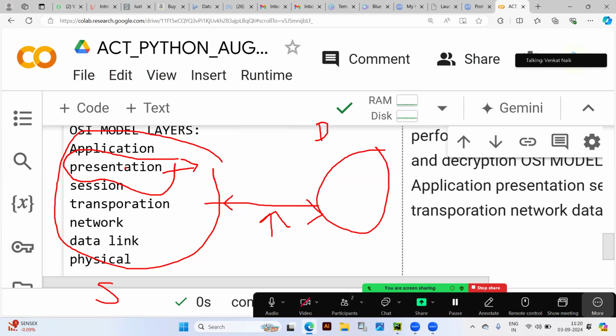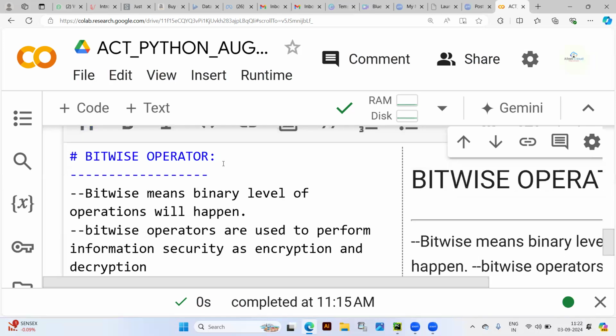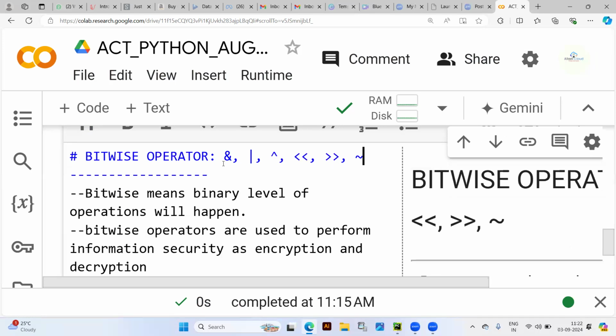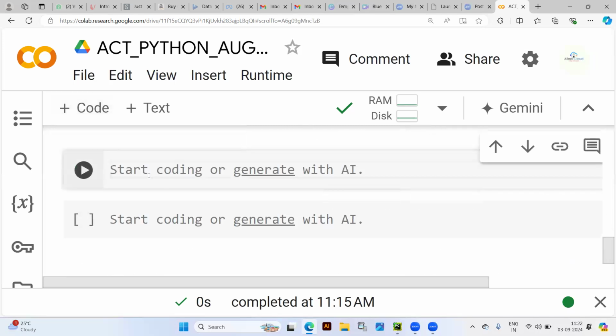Let's see now. What are the operators we have? The bitwise operators are bitwise AND, bitwise OR, bitwise exclusive OR, left shift operator, right shift operator, and tilde operator. These are the bitwise operators we have to perform bitwise-related operations, right? Let us go with the hands-on. Now, clear?